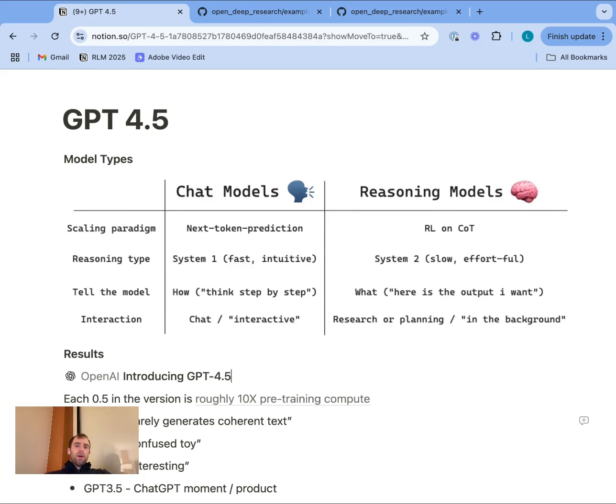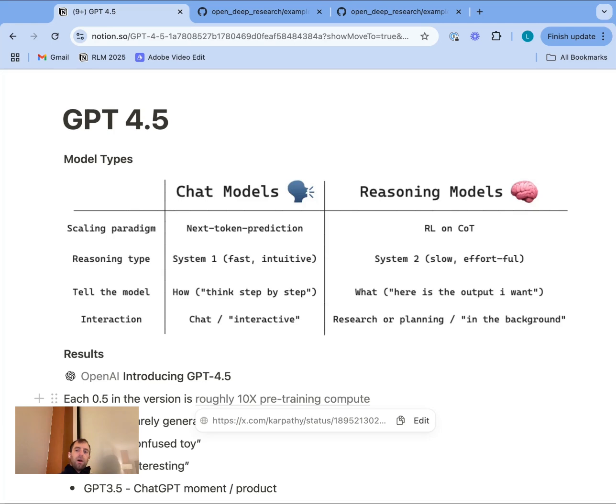GPT 4.5 came out. It's worth calling out very briefly that this, again, is a chat model. It's not a reasoning model. So it falls within this first paradigm mentioned here, which is scaling next token prediction, fast intuitive reasoning, and it's meant for chat or interactive use cases.